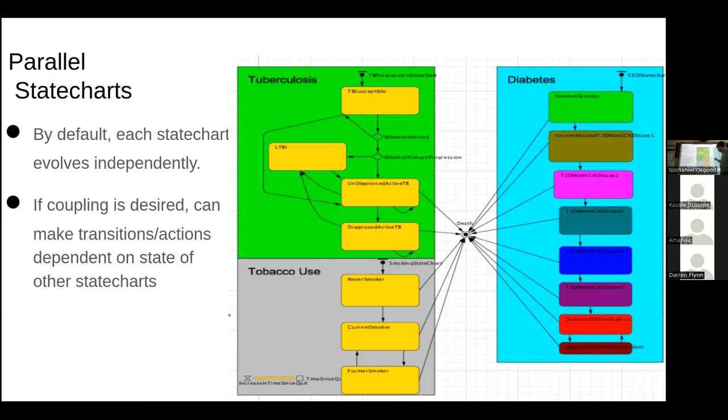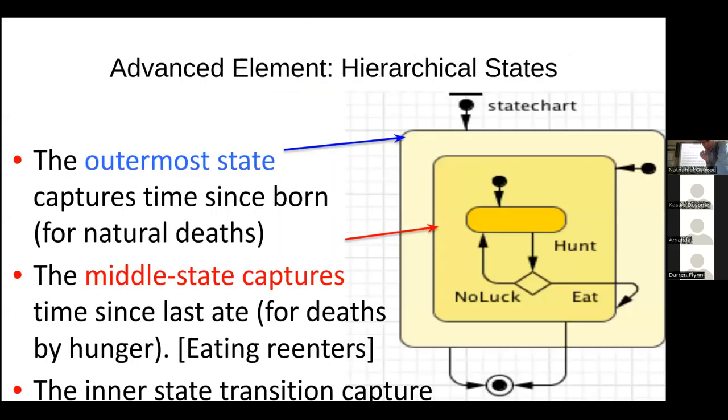There may be common features. So often, for example, you have a final state that is in common here. So if someone dies, obviously it's going to bear on their diabetes, tuberculosis, and TB use status in a way that would make sense representing death as a common feature of all of these. It's this ability to layer in concerns that gives this flavor of adding heterogeneity here.